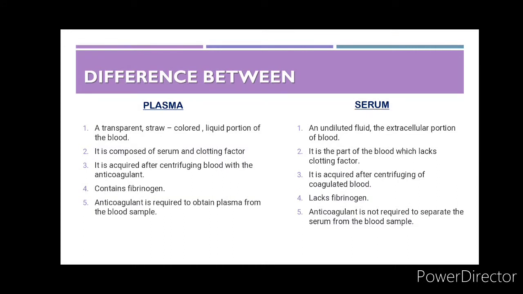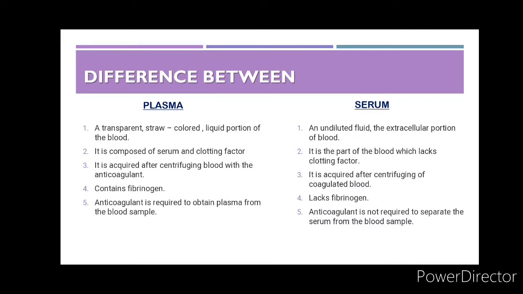Difference between plasma and serum. So plasma is a transparent straw colored liquid portion of the blood, whereas serum is an undiluted fluid, the extracellular portion of the blood. Plasma is composed of serum and clotting factor, and serum is a part of the blood which lacks the clotting factor. What is the clotting factor? It is fibrinogen.